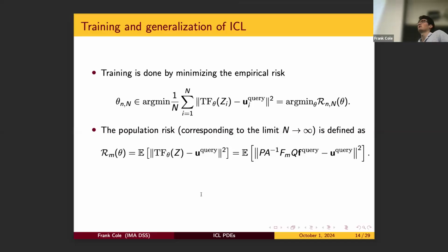And then to measure the performance of the pre-trained transformer on new tasks, we use a population risk function, which is sort of obtained from the empirical risk by taking the limit of the tasks to infinity and also changing the length of the prompt.